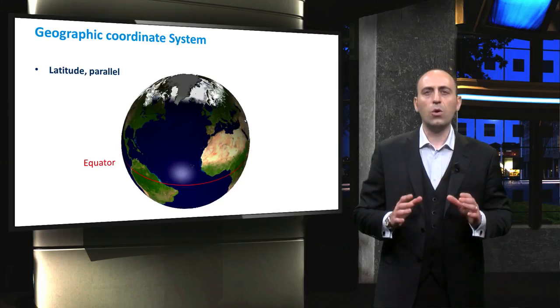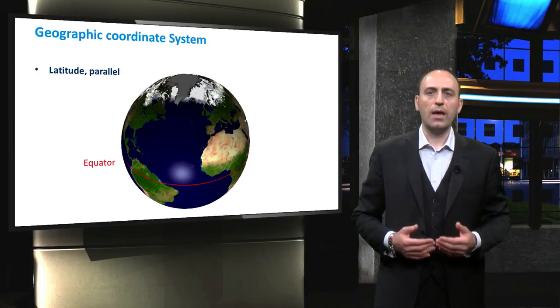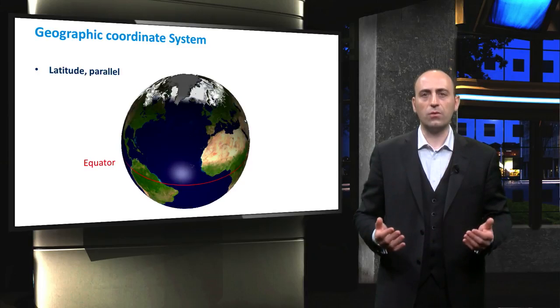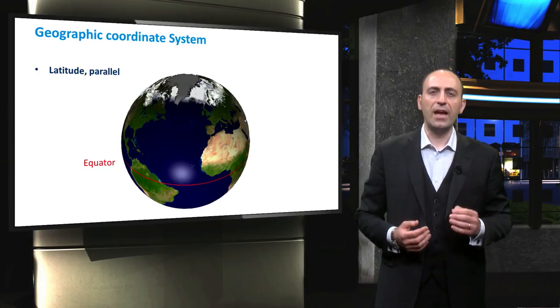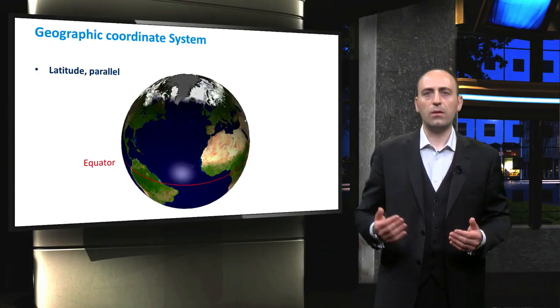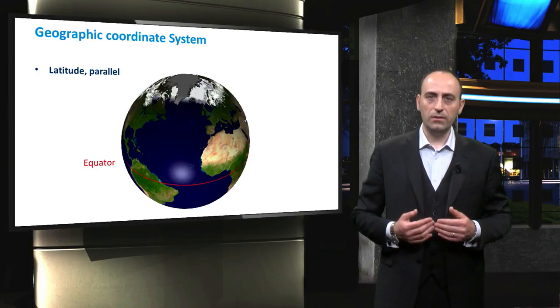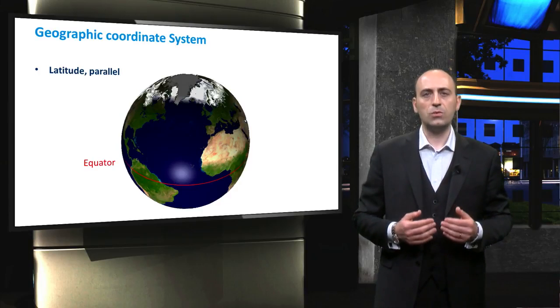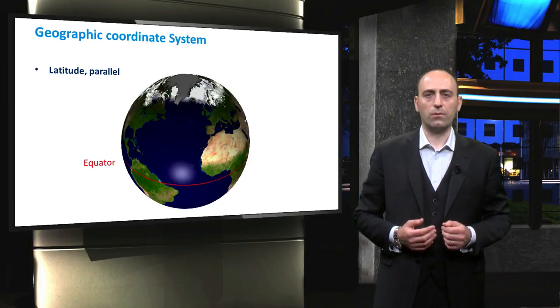First, we have to locate the panel with respect to the global position, and thus we use the geographic coordinate system. This system enables to specify every location on Earth with the two coordinates, latitude and the longitude. The latitude of a point is the angle between the equatorial plane, depicted in red in the picture, and the straight line that passes through that point and the center of the Earth.